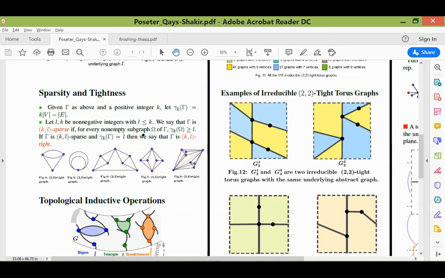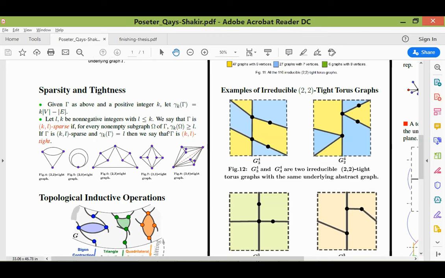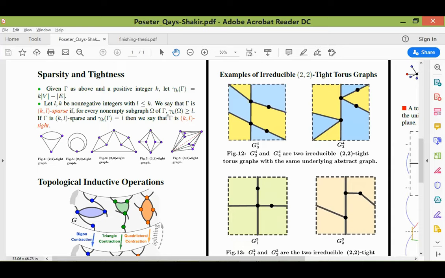We say that gamma is kl-sparse if for every non-empty subgraph omega of that graph gamma, gamma sub k of omega is greater than or equal to l. What this is saying is that if I take any non-empty subgraph, say omega, then the number of edges of that subgraph will be no more than the number of vertices of the subgraph times k minus l. So this is the sparsity of a graph. And the tightness of a graph is just kl-sparse and the number of edges of the graph is equal to k times the number of vertices of the graph minus l. If I have this additional condition satisfied, then I say my graph is a kl-tight graph.